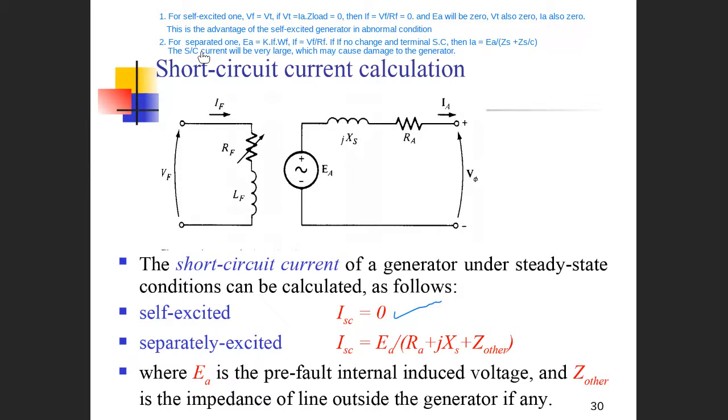So for the separately excited generator, in short circuit cases, the short circuit current will be very large. This may damage the generator itself. Now you understand that in practice, most big generators adopt the self-excited mode rather than the separately excited one, because the self-excited generator has the advantage that in abnormal conditions, the generator itself is self-protected, while the separately excited generator, in short circuit conditions, has big short circuit currents that may destroy the machine itself. Now you should understand why we have such statements here.